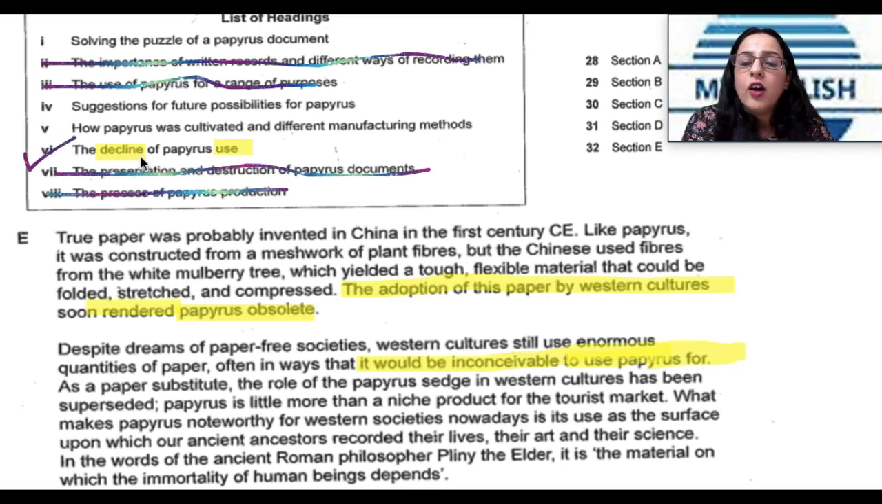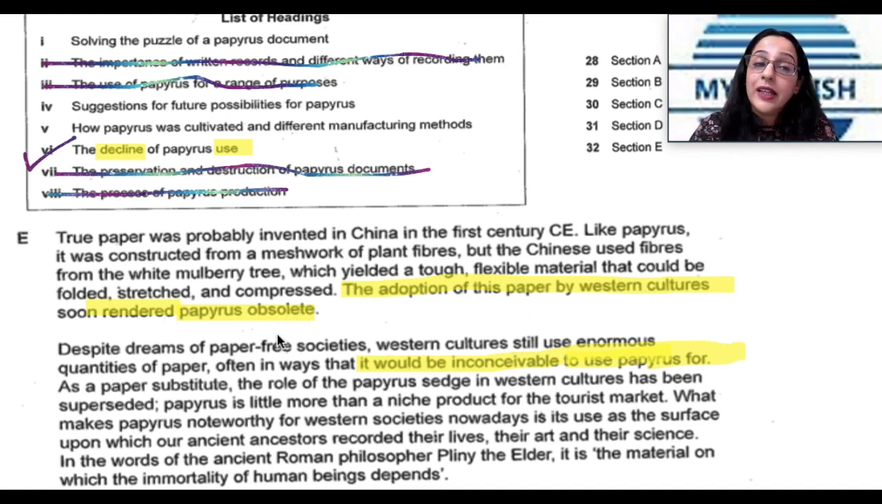The decline of papyrus use. And why is it saying so? You would not find it in the beginning again. True paper was probably invented in China in the 1st century CE, constructed like papyrus. So basically it is actually giving how papyrus was replaced by true paper, which was invented in China. Now, if you read the last line of this first para, you would see the adoption of this paper by Western culture soon rendered papyrus obsolete.